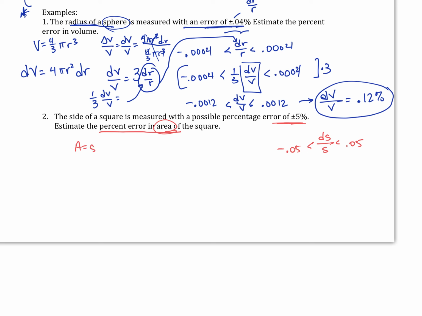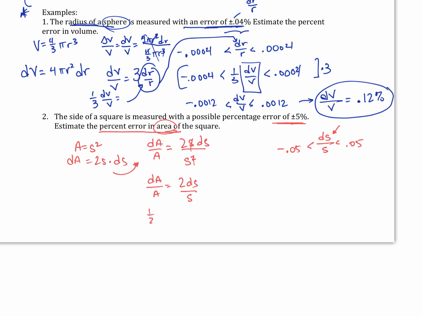We know the area of a square is side squared. So I can say dA equals 2s times ds, right? So if I wanted to get dA over A, I would solve for this, right? And I would plug in these values. That's what I'm looking for, the change in area over area, because here was the change in side over side. So this would be s squared on the bottom, and on the top I'd have 2s ds. This reduces with one of those to give me dA over A equals 2 ds over s.